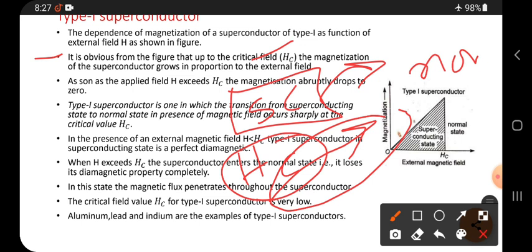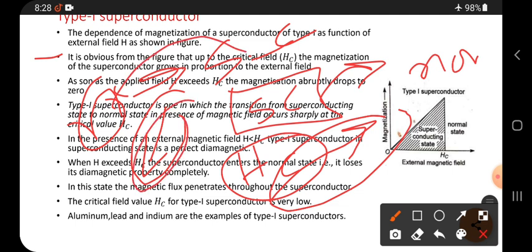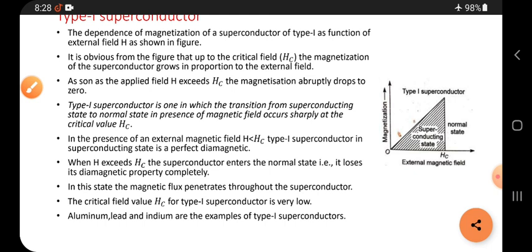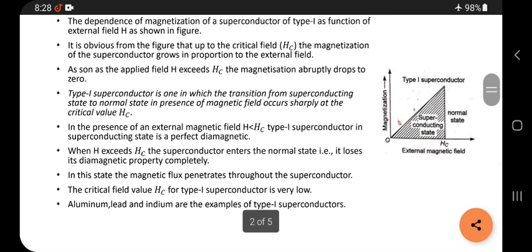Like this, we can define the critical magnetic field in the reverse manner also. When a normal conductor is converted into a superconductor as the magnetic field is lowered, at a particular magnetic field the normal conductor is converted into a superconductor. So this particular field is called the critical magnetic field.